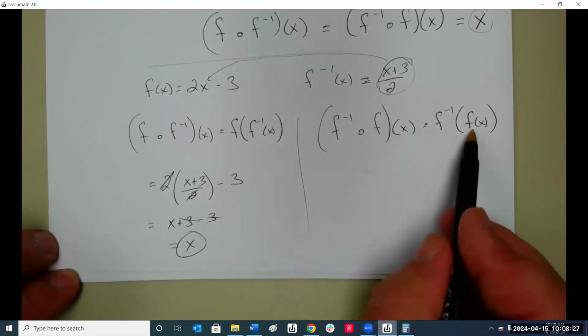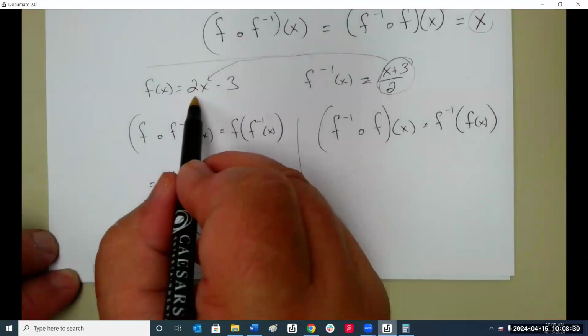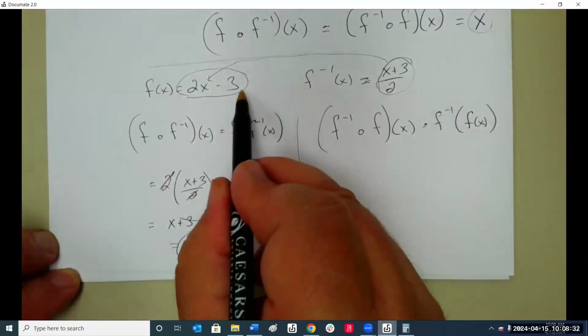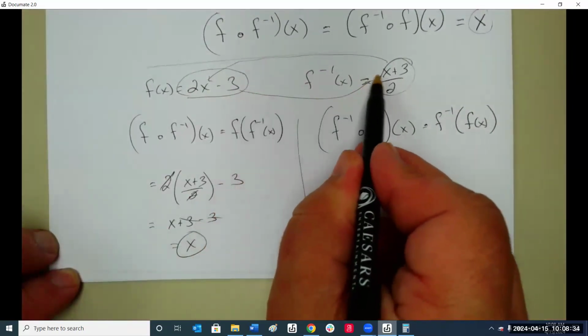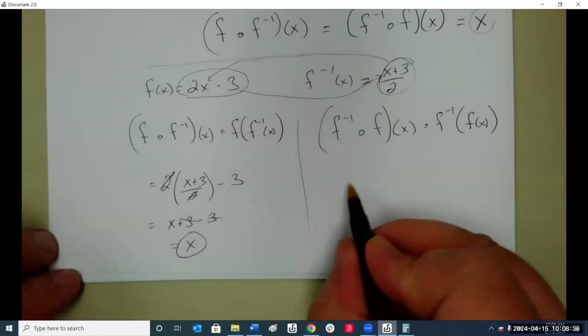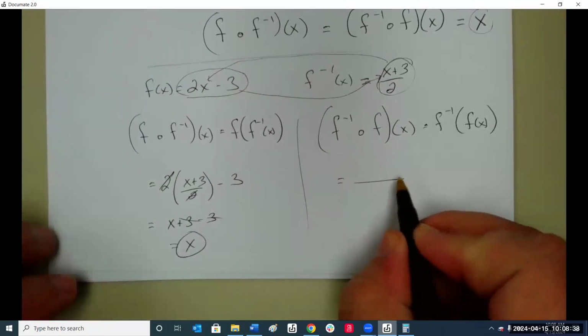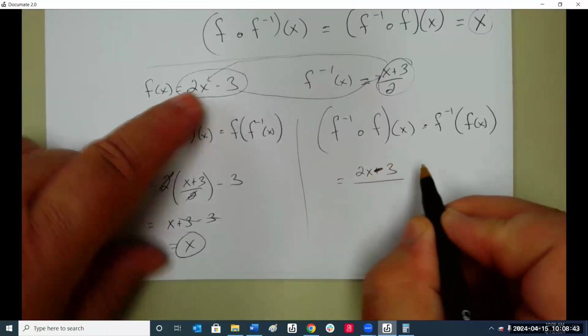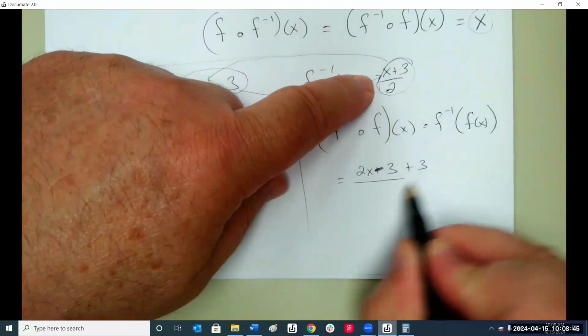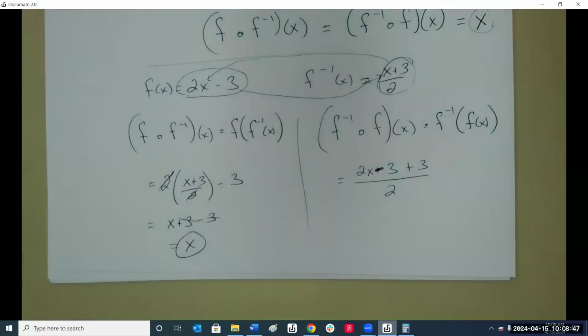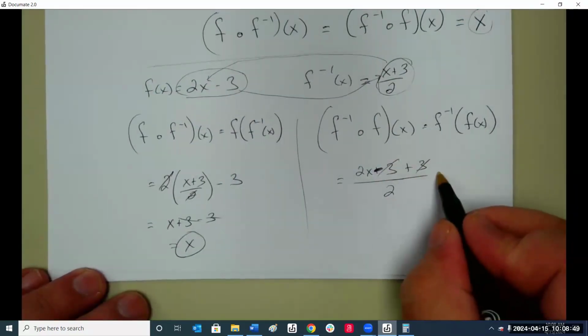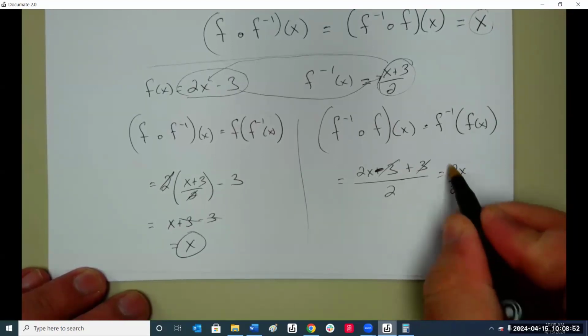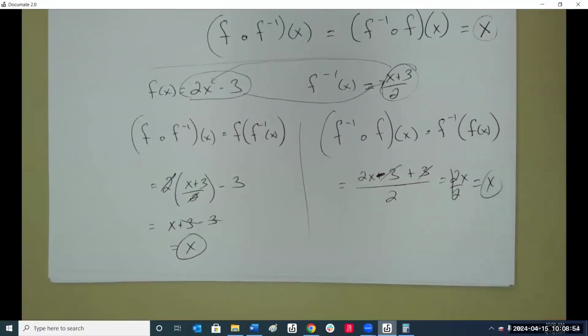Now I have to do it the other way. This one says I take the original function, and anywhere I see an x in the inverse, I put it in there. So I have 2x minus 3 plus 3 over 2. The 3's cancel. 2x over 2, the 2's cancel. So they're inverses. So that's another way you can check to see if they're true inverses.